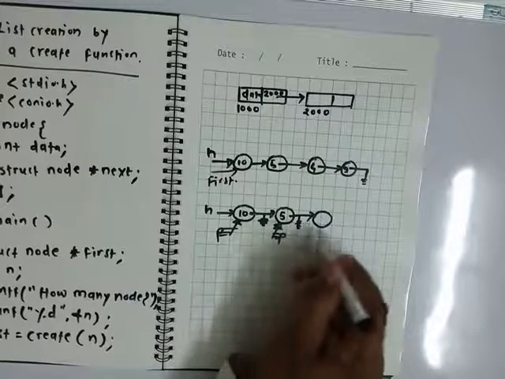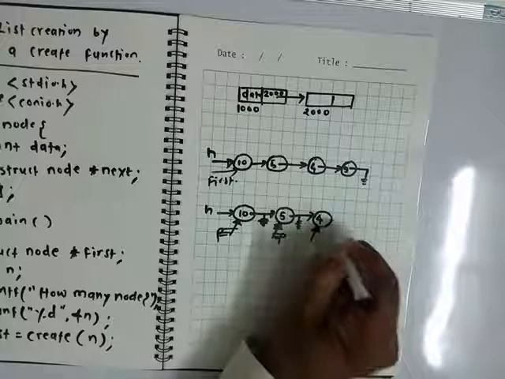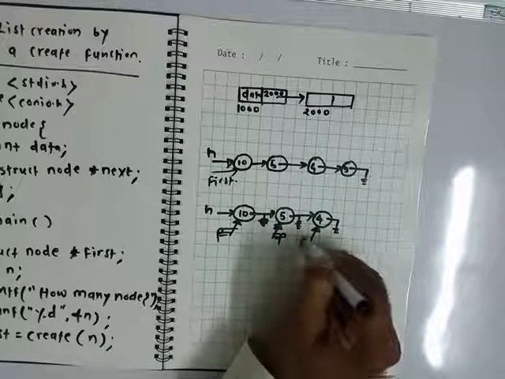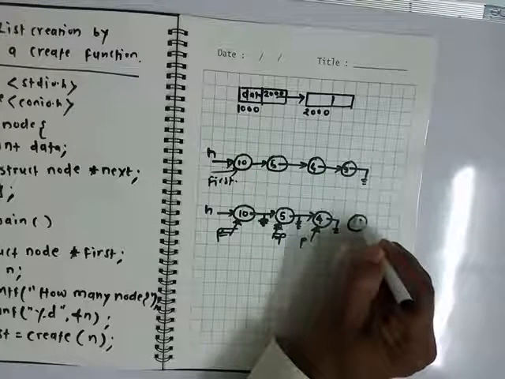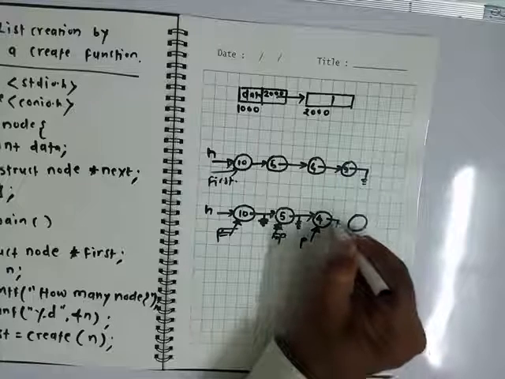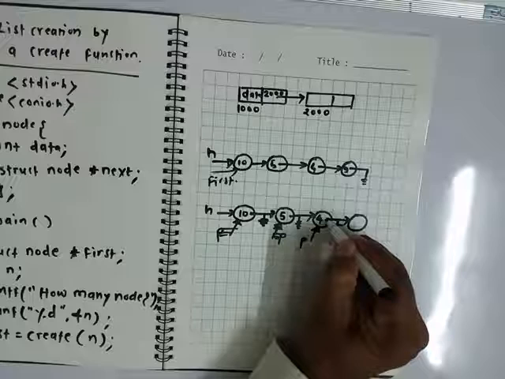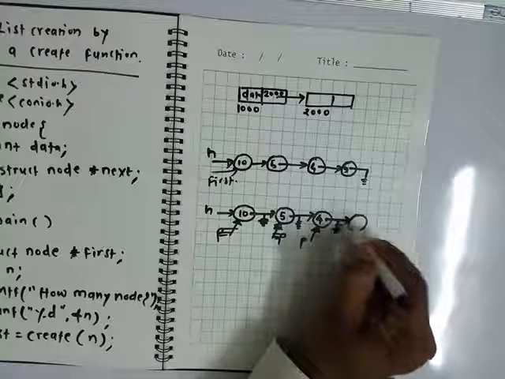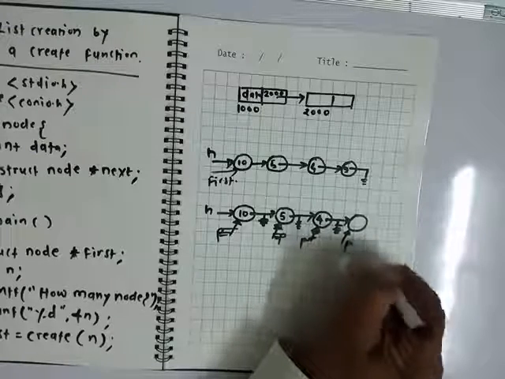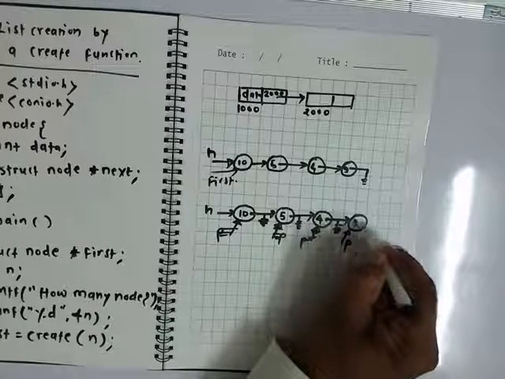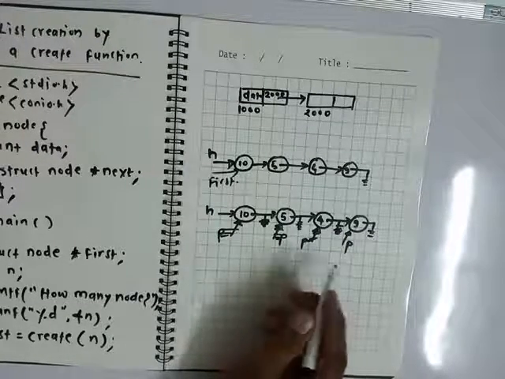Then I'll move my p to that node, like this, and I'll read the data there and set the next pointer there to null. Again I'll create a new node by demanding memory dynamically and point that new node by p arrow next. See, the name of this pointer is p arrow next, right? And then I'll move my p to that location and read the data there and set next pointer null. Likewise, I can continue. I can create any number of nodes.